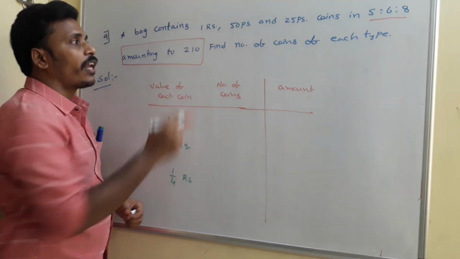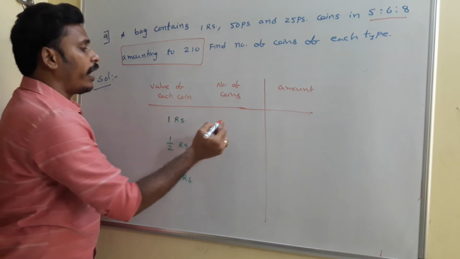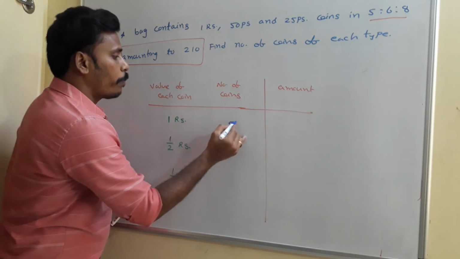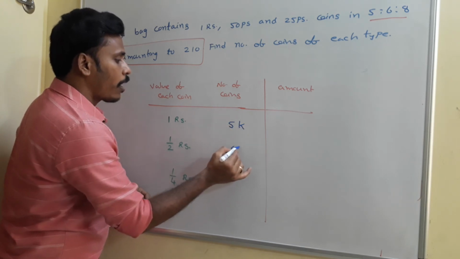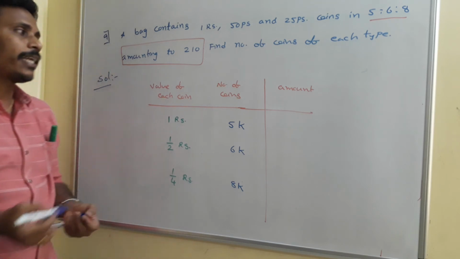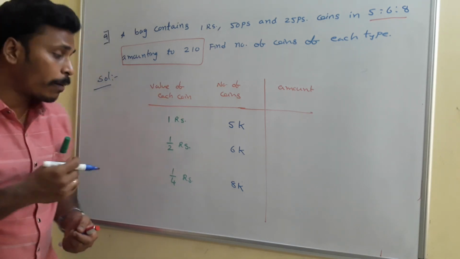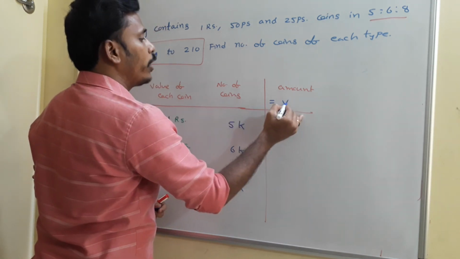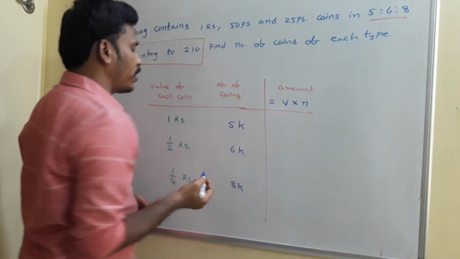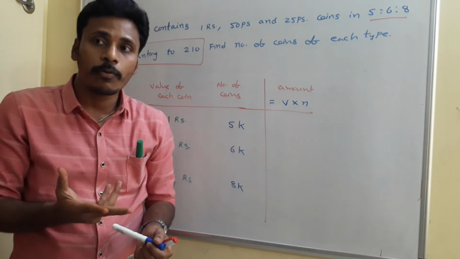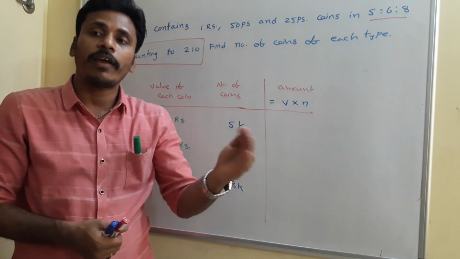The coins are in the ratio 5 is to 6 is to 8. Let the 1 rupee coins be 5k. See, 1 rupee coins you just take as 5k, half rupee coins 6k and 1/4 rupee coins 8k. What is the amount from those coins? Amount is equal to the value into the number of coins. Okay, is it clear? For example, I have 5 1 rupee coins. What is the amount? 5 rupees. How did we say that? 5 into 1.